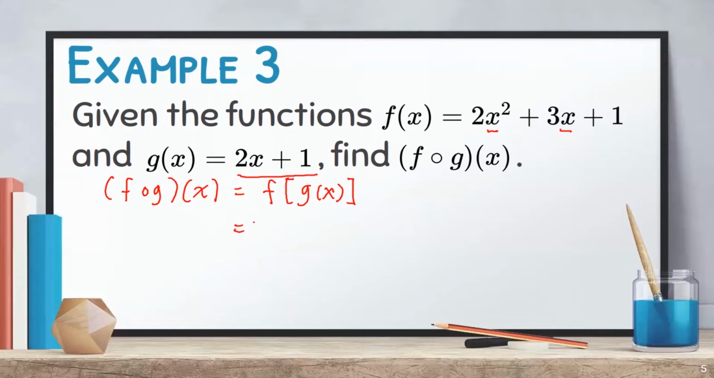So we will have 2 quantity. Remember that we need to change this x into 2x plus 1. So 2x plus 1 quantity squared, because we have it squared here, and then plus 3 quantity, again, change this x into 2x plus 1. There you go, and then plus 1.